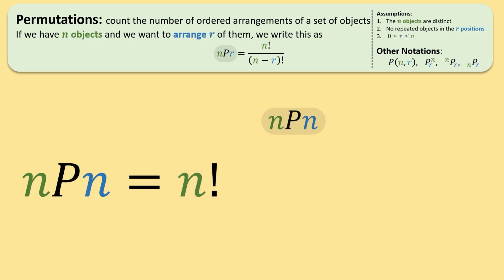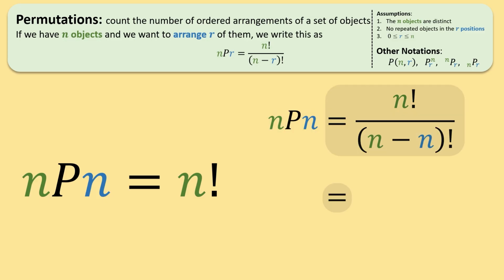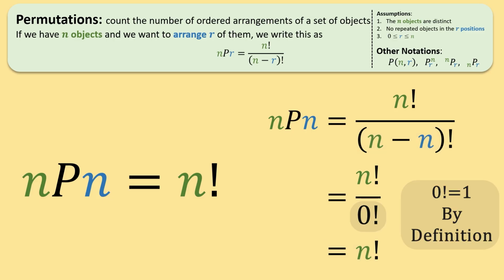So nPn equals n factorial divided by n minus n factorial, which is equal to n factorial divided by 0 factorial, which is equal to n factorial, since 0 factorial is equal to 1 by definition.